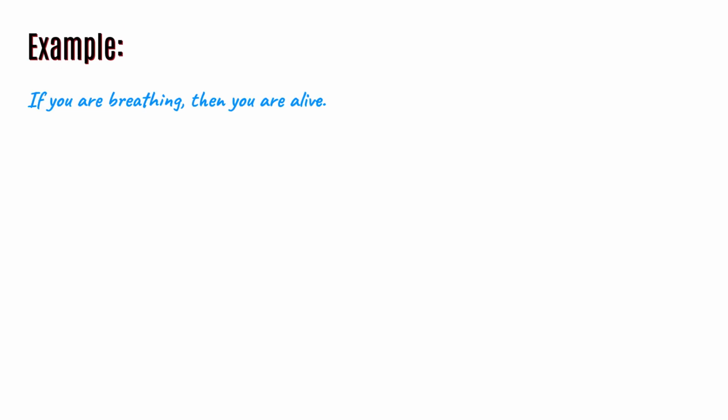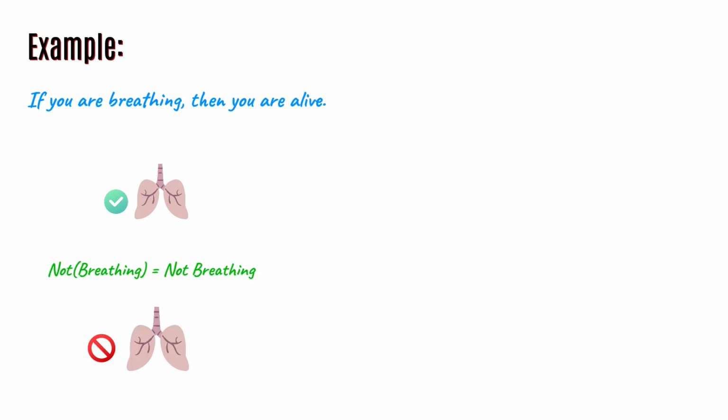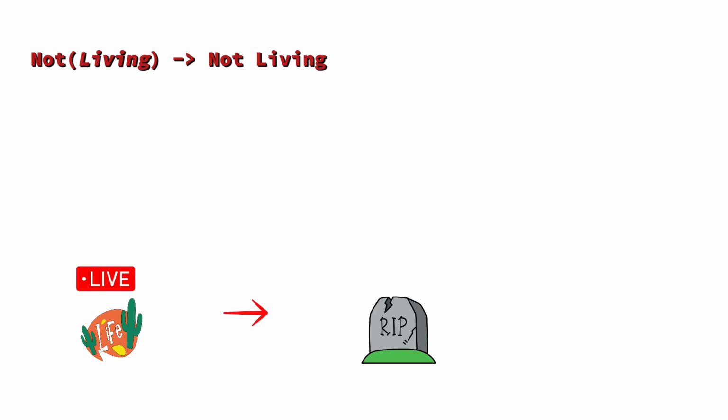An example: if you are breathing, then you are alive. So, say you are breathing, then the hypothesis is true. Well, not breathing negates the truth of breathing being true, which means you are not breathing. That is how the operator works on statements. Negation can be performed on the conclusion of the conditional statement too, which means a conclusion that is true now becomes false, so a conclusion living now becomes not living.